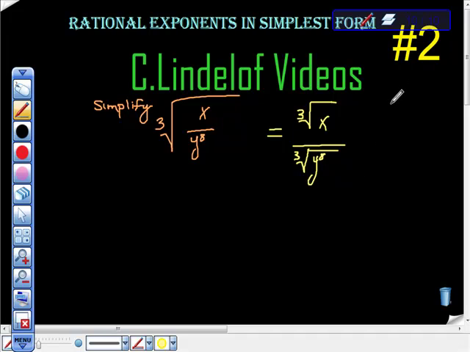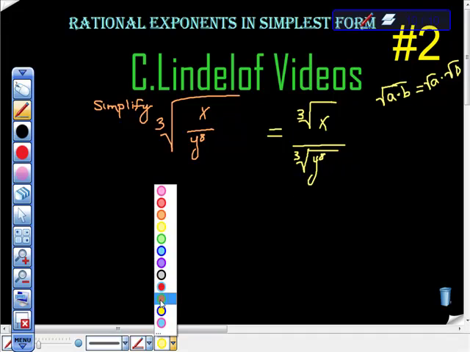Remember that the root of a times b is the same as the root of a times the root of b, as long as those roots match. So I'm just going to kind of mess with this a little bit, and I'm going to rewrite this. My goal is I'm trying to get rid of this radical. See if you can figure out what I'm doing. I'm trying to get rid of this cube radical here at the bottom.